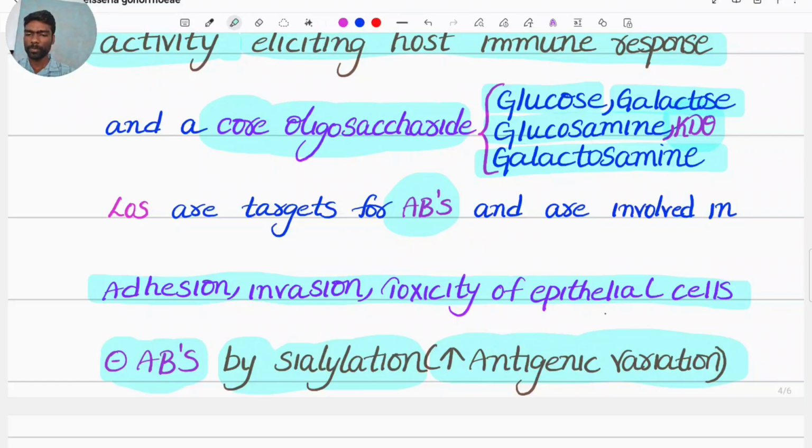And by sialylation, what is meant by sialylation? Adding a sialic acid to itself, like our human cells. Host cells also have sialic acid. So antibodies will detect it as a part of our own body cells and won't destroy it. That's why evasion is possible by sialylation of lipooligosaccharide.